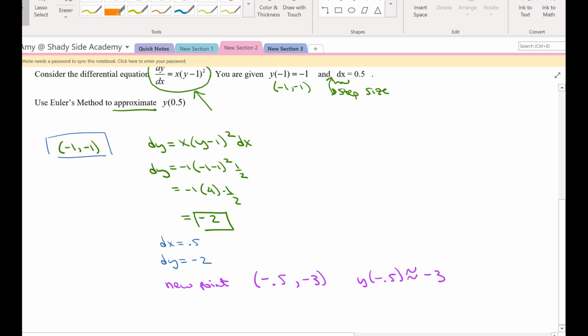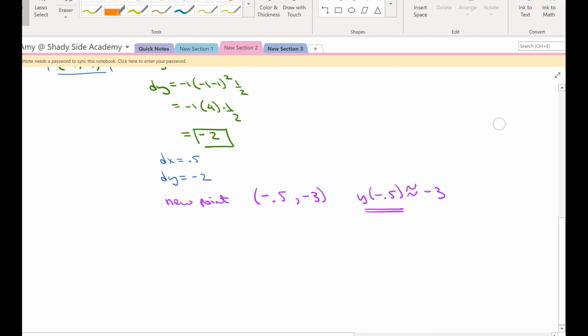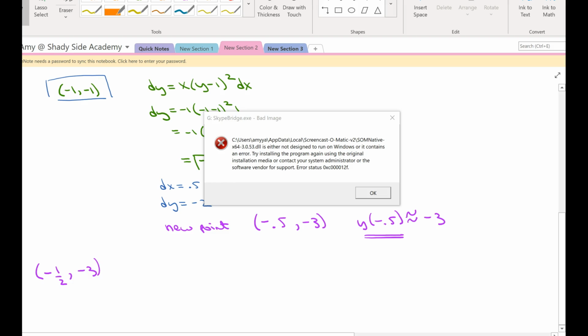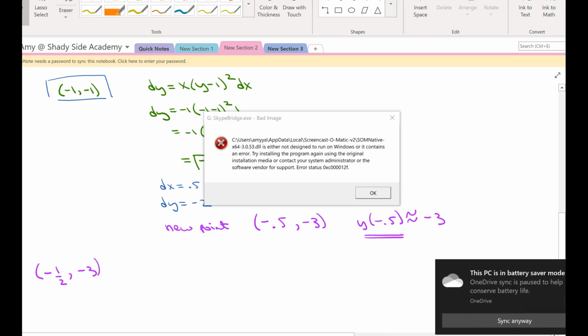Okay, am I done? Let's see. No, I was asked to use Euler's to approximate y of 0.5. I'm now at y of -0.5. So I have to do this process again. And not only do I have to do it again, I have to do it again. And this is my new point, right? And what's interesting is, I think you probably see here, oh no. Oh no. Wait, hold on.